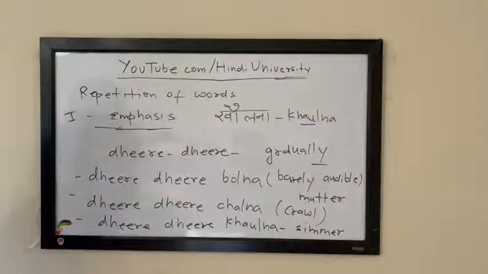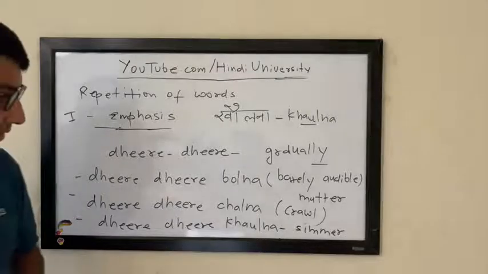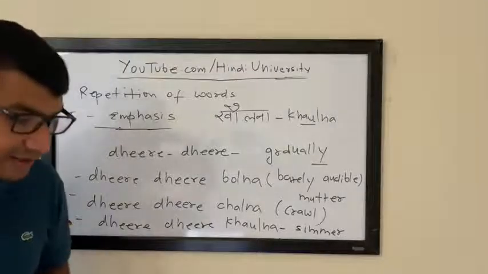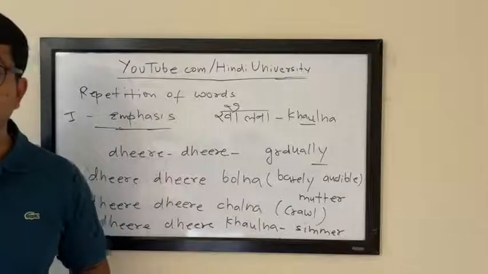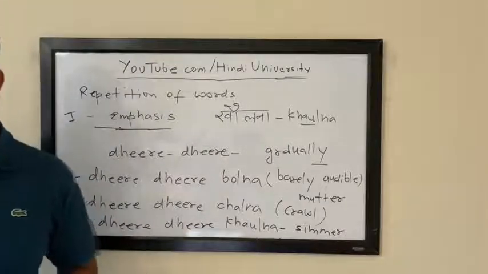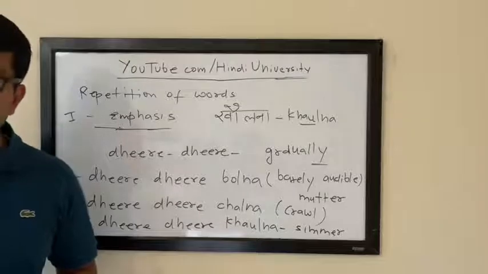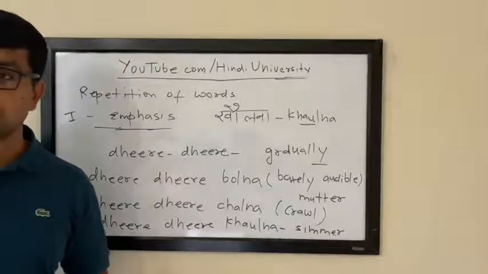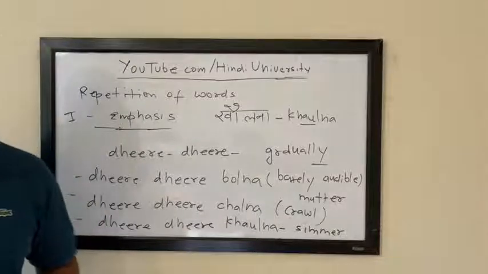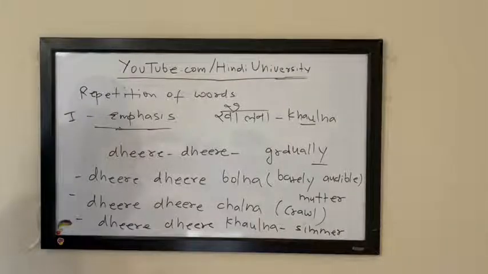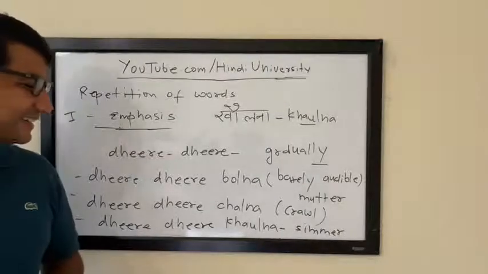Ashu Ji, is it also when you are angry? Dhire dhire kholna, angry? You can say that. Yeah, usko gussa, that's right. If somebody is getting angry, their temperature is increasing too, right? So it can be used in that sense. So you're right there. धीरे धीरे खोलना.